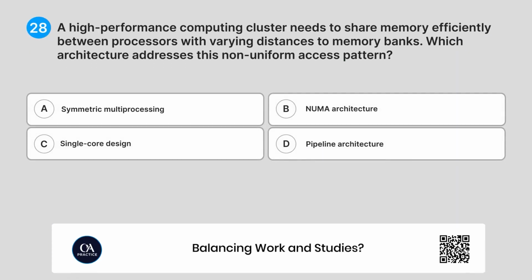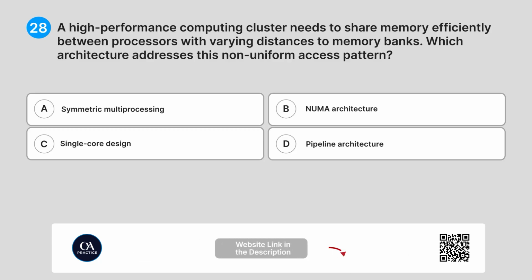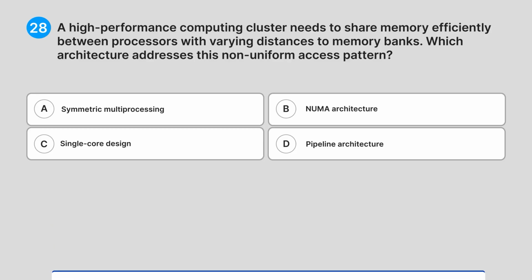28. A high-performance computing cluster needs to share memory efficiently between processors with varying distances to memory banks. Which architecture addresses this non-uniform access pattern? A. Symmetric multiprocessing. B. NUMA architecture. C. Single core design. D. Pipeline architecture.